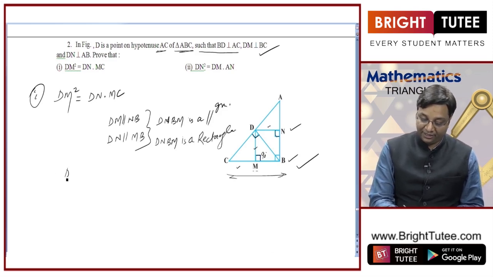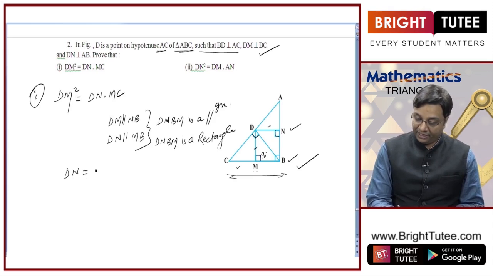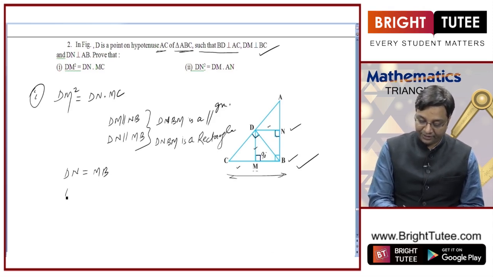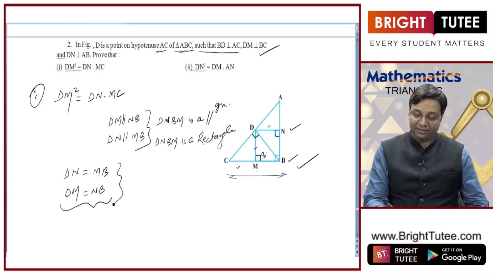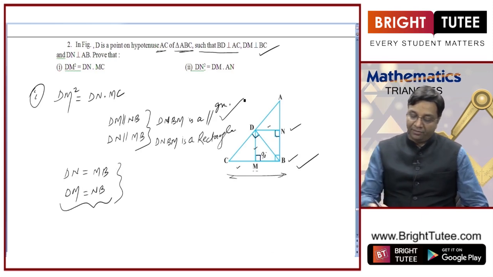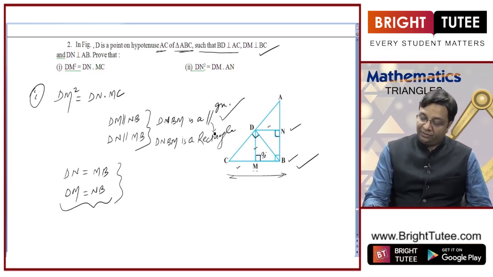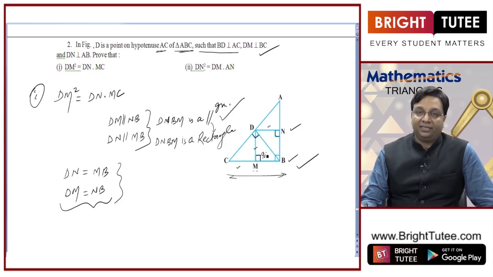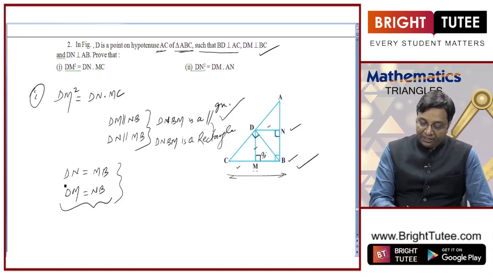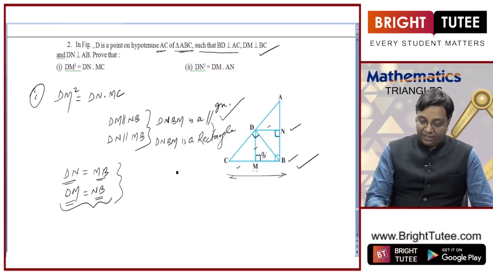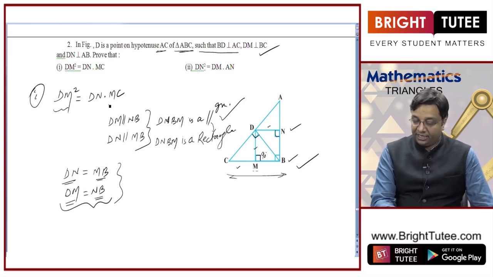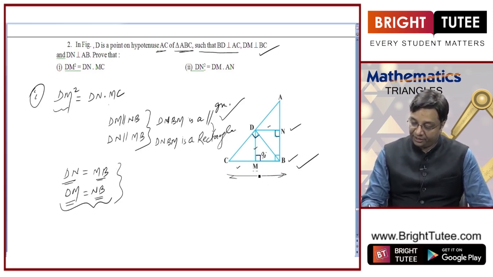and if it is a rectangle, then the opposite sides DN and MB are equal, DM and NB are equal. This I could have written on the basis of it being a parallelogram also, but I wanted to specifically mention that it is a rectangle because all the angles here are 90 degrees. So DN and MB can be used interchangeably here, and DM and NB can be used interchangeably. So I require DM square, DN and MC.